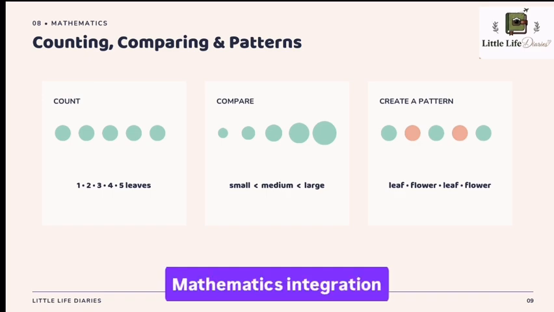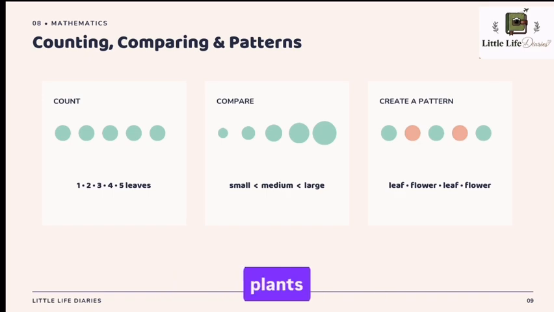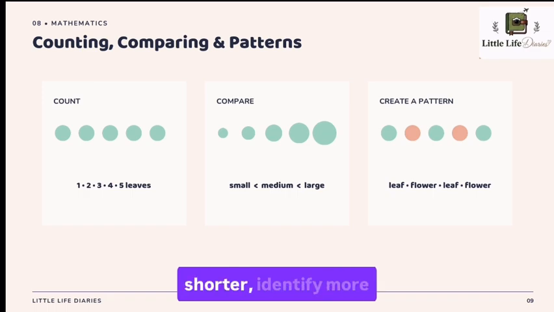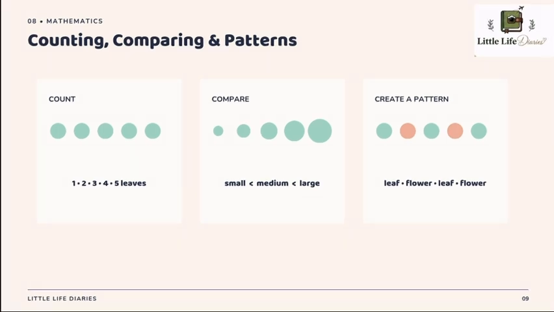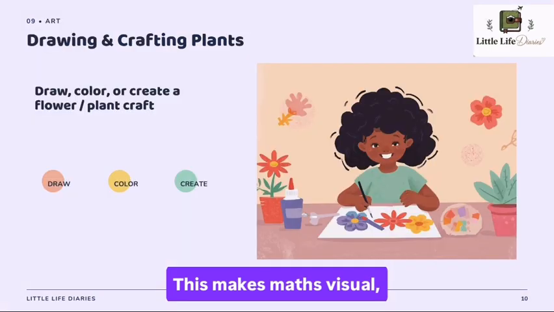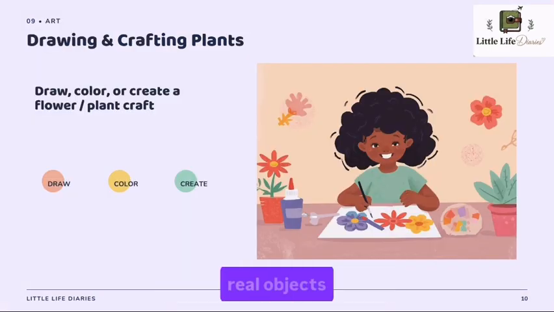Mathematics integration. You can use plants for counting and comparing. Children can count the number of leaves, compare which plant is taller or shorter, identify more and fewer, and even look for simple patterns in leaves or petals. This makes maths visual, hands-on and connected to real objects.